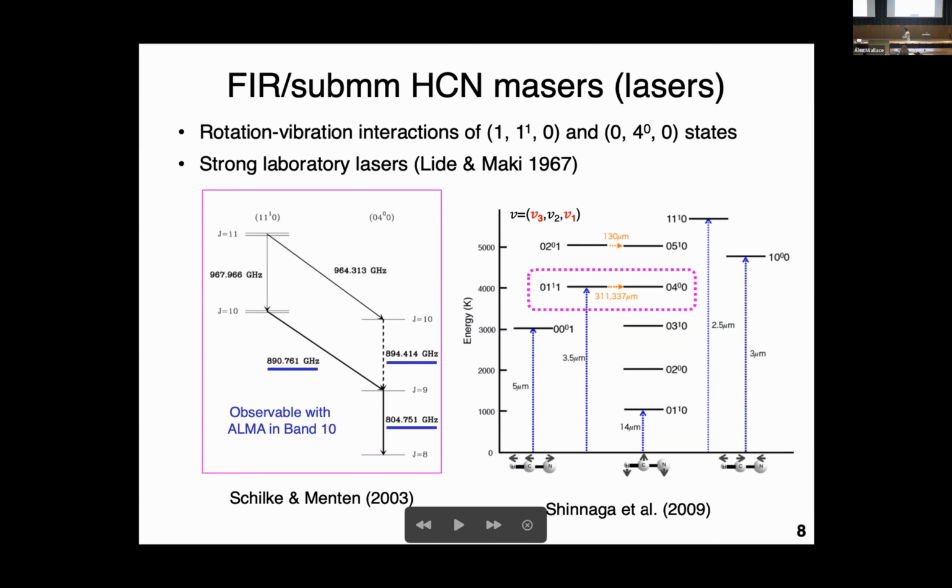So it's predicted that the 891 gigahertz transition would exhibit intense emission in the far infrared region, and some people call them laser emission, and in this talk I will refer to them as maser emission, but they are essentially the same thing. Besides 891 gigahertz, another transition at 805 gigahertz is also predicted to exhibit maser emission. And in this system of transitions, 3 of the lines are observable with ALMA in band 10.